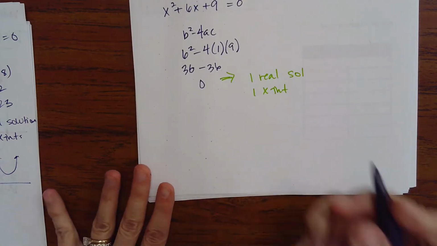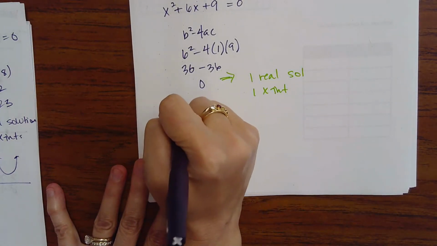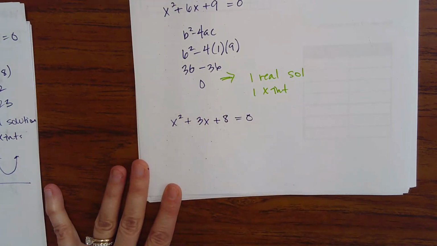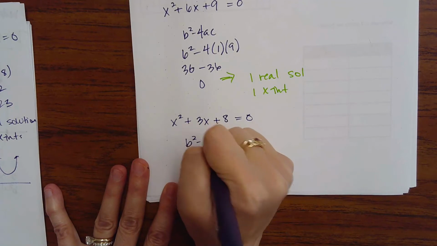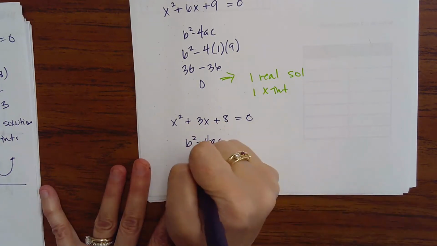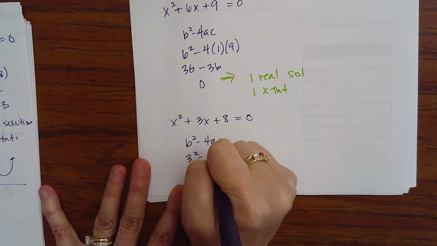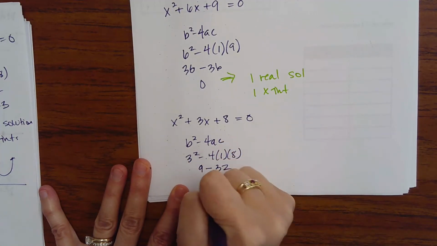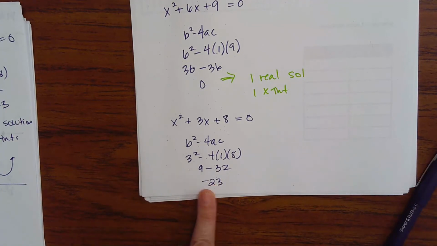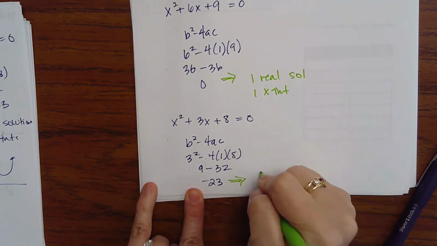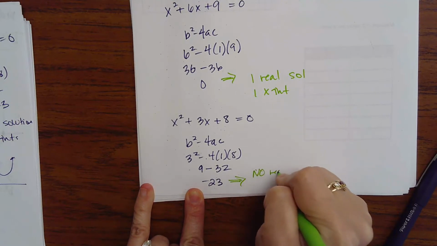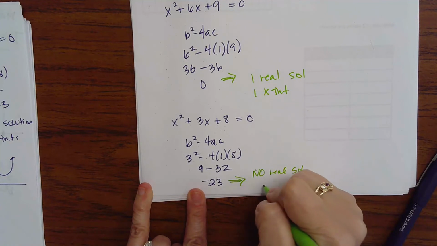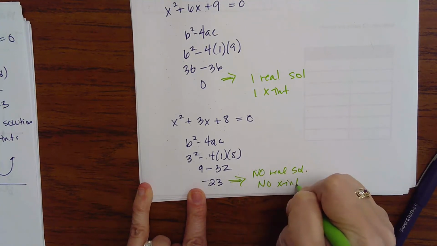And then last but not least, I have a scenario in which I would have none. So let me show you one that would look like that. Okay, so here's a quadratic. Let's say I asked you to find the discriminant and then interpret what that means. So you would do 3 squared minus 4 times 1 times 8. You would get 9 minus 32, which is negative 23. My discriminant is negative. What this tells me is that I have no real solutions. In other words, my solutions are imaginary. This means I have no x-intercepts.